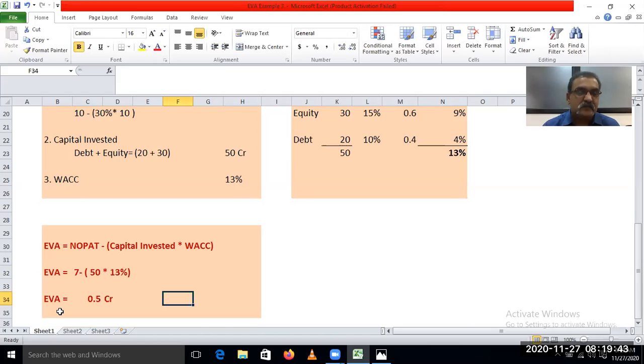It means that this year the company's net worth has been increased by rupees 0.5 crore, or the economic profit or economic value addition of the company is rupees 0.5 crore. Check out. EVA is equal to net operating profit after tax minus, in bracket, capital invested into weighted average cost of capital. Net operating profit after tax 7 crore, capital invested 50 crore, and weighted average cost of capital is 13%. So the final answer is 0.5 crore.